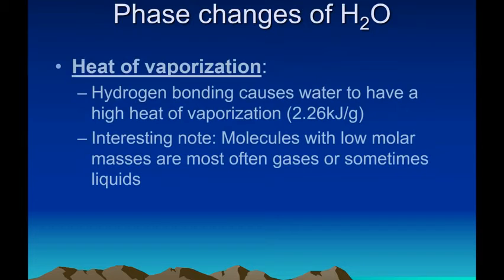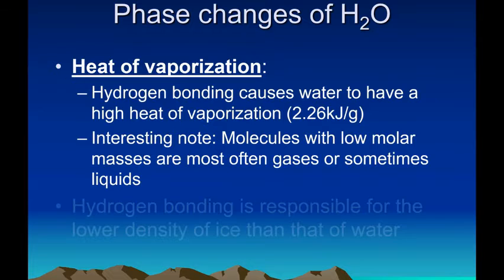So, phase changes of water. Again, we just talked about this, but we would expect water to actually be a gas at room temperature. But water has a really high heat of vaporization. And the reason for that high heat of vaporization is because your water molecules are holding on to each other because of those hydrogen bonds. Molecules with lower molar masses are most often gases, but water has a low molar mass, remember 18.02 grams per mole, but it is a liquid at room temperature because of hydrogen bonding.